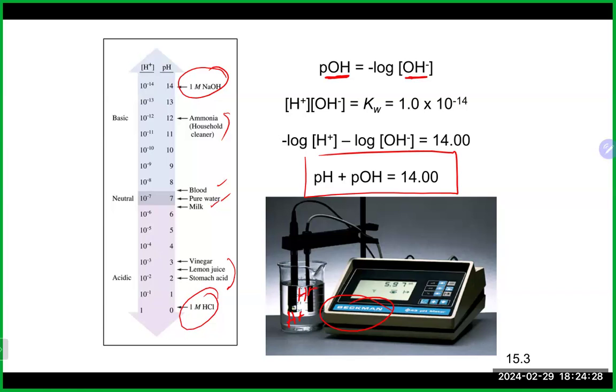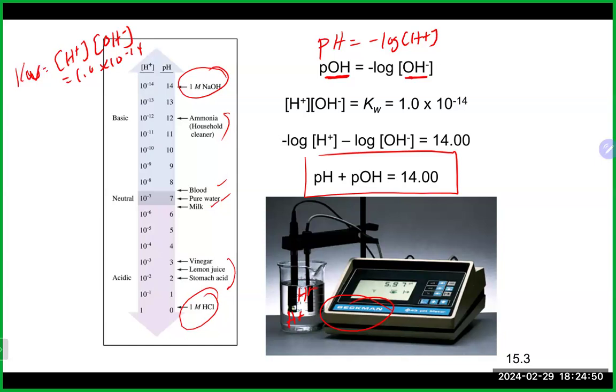So we have the pH equation here. We'll add it to our list. We also have our friend KW. I feel like we should add some more.